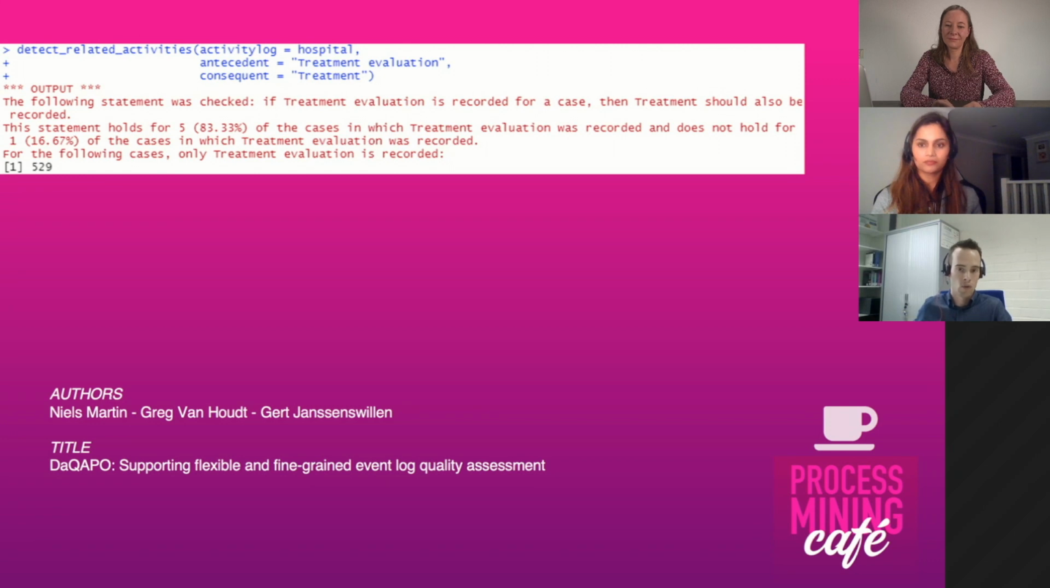So only one of the activities is recorded, but the other one that should be there isn't there. And then you know that this data quality issue is present, and then of course it's up to the next step to decide what to do with that.